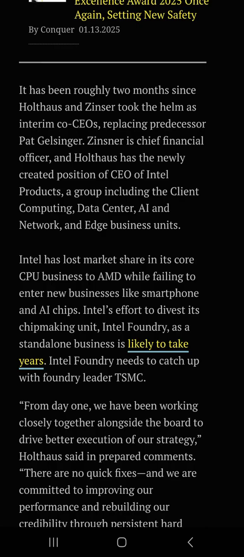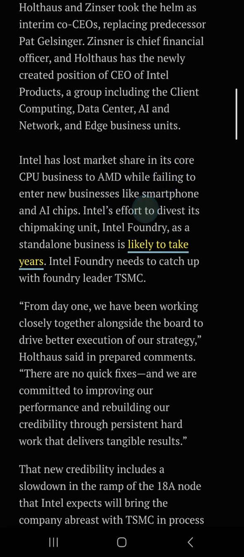Intel has lost market share in its core CPU business to AMD, while failing to enter new businesses like smartphones and AI chips. Intel's effort to divest its chip-making unit, Intel Foundry, as a stand-alone business is likely to take years. Intel Foundry needs to catch up with foundry leader TSMC.